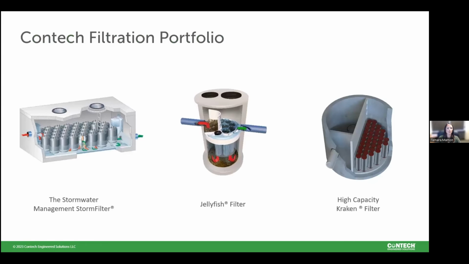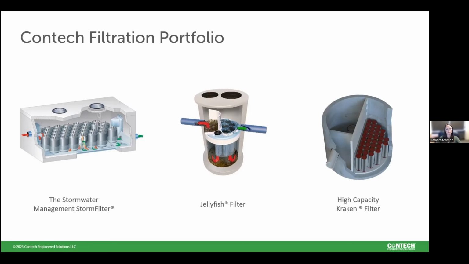So what happens if we give a proposal for a filter and it doesn't quite meet all your site constraints? There's no need to worry. We have a very wide filtration portfolio that we can leverage to help you meet your site's needs. Our media filter offering is going to be the StormFilter. We have various different medias and testing data for those. And currently there are 2 general use level designations for the StormFilter system and 1 New Jersey certification.